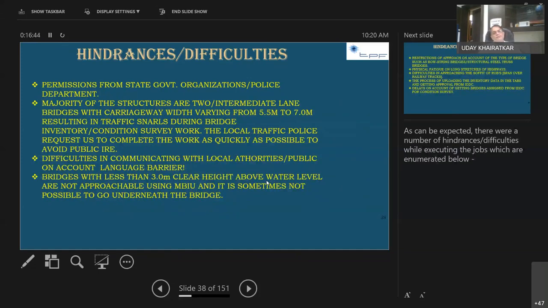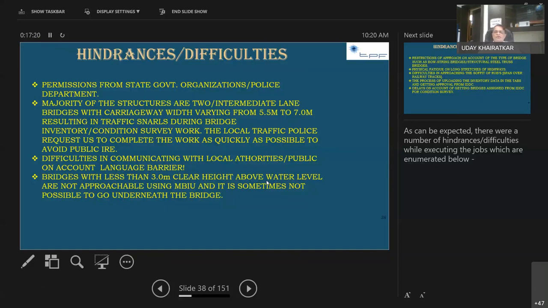What are the difficulties? The permissions from state government organizations, especially the police department, was a tedious job. It required a lot of follow-ups. Then many of the structures are two-lane or intermediate lane bridges with carriageway varying from 5.5 to 7 meters, resulting in traffic stops during bridge inventory and condition survey work. The local traffic police requested us to complete the work as quickly as possible because of the existence of only 5.5 meter or 7 meter carriageway width bridges. The police department would always force us to complete the inspection as fast as possible.